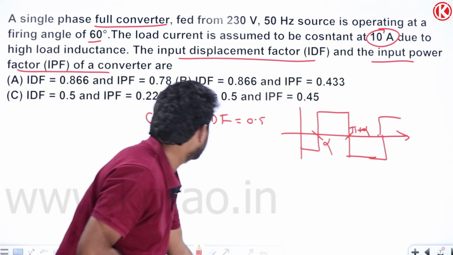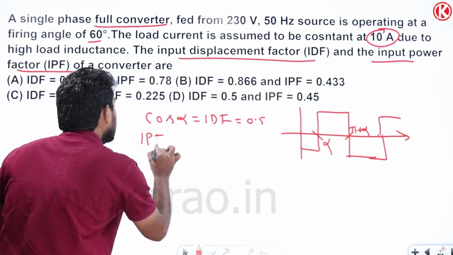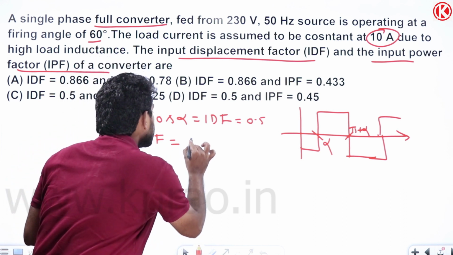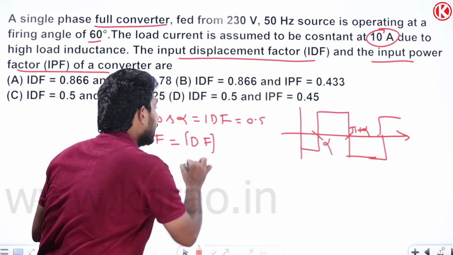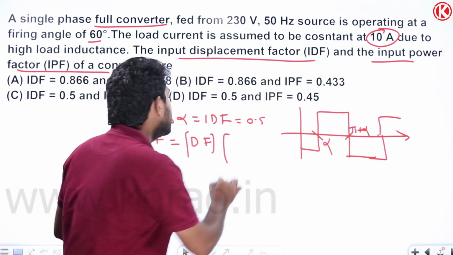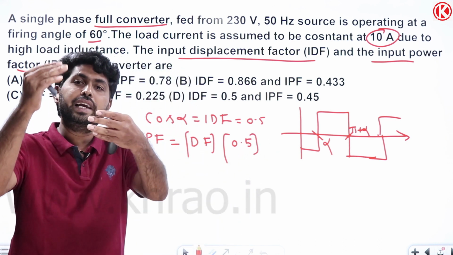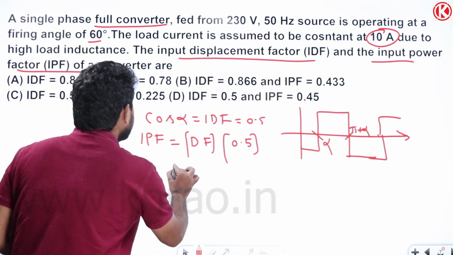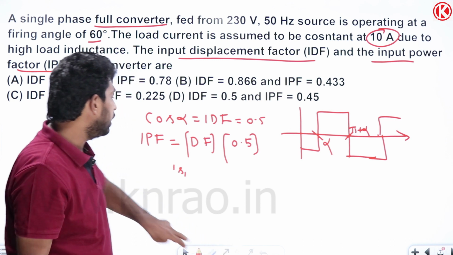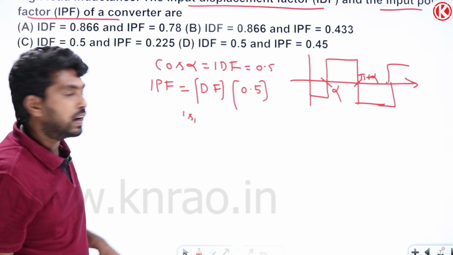Let me find the other parameter also, which is the input power factor. What is the formula for input power factor? It is the distortion factor into the input displacement factor. The input displacement factor we have already found, which is equal to 0.5. How can we find the distortion factor? It is equal to IS1 divided by IS. So IS1 we need to find. What is the meaning of IS1? It is the RMS value of the fundamental source current.